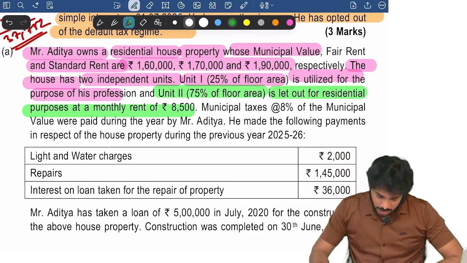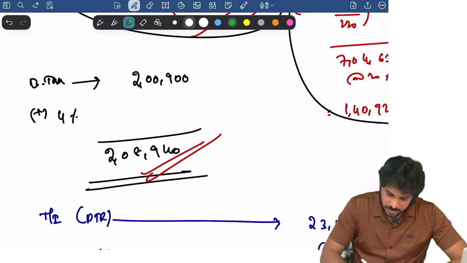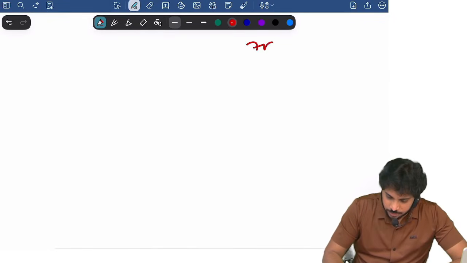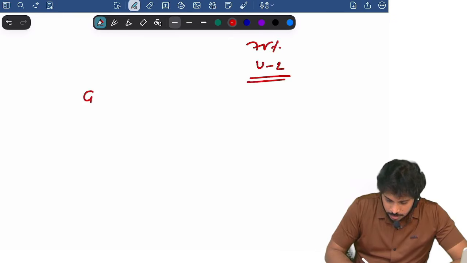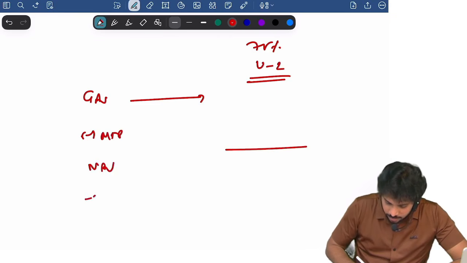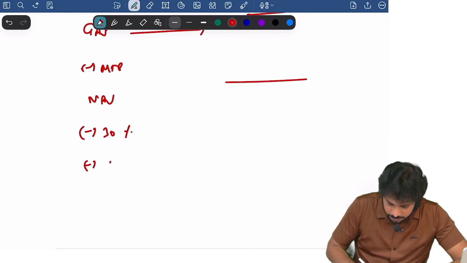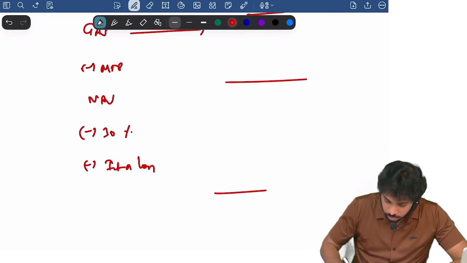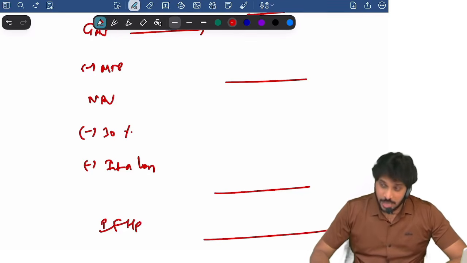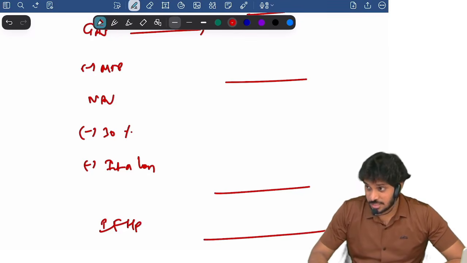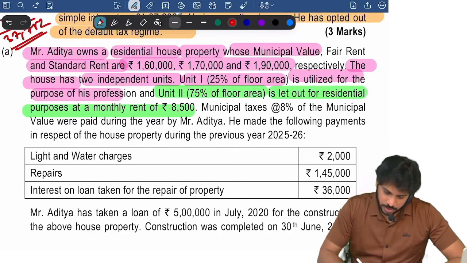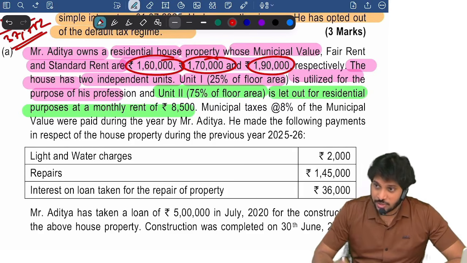So now I will compute directly for the 75% portion, unit number 2. Gross annual value minus municipal taxes paid, then I get net annual value, minus 30%, minus interest on loan. Then what I get is income from house property, correct? And in PGBP also I should compute business income. If at all there is a loss, I should set off.